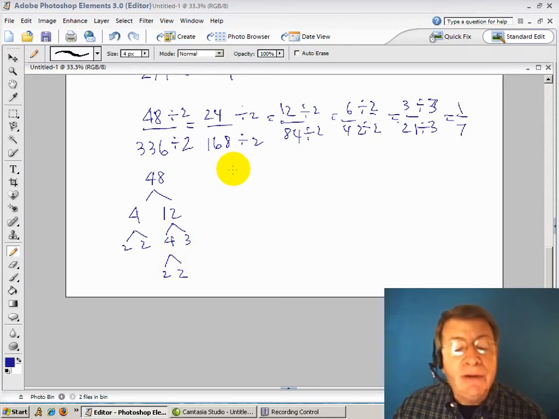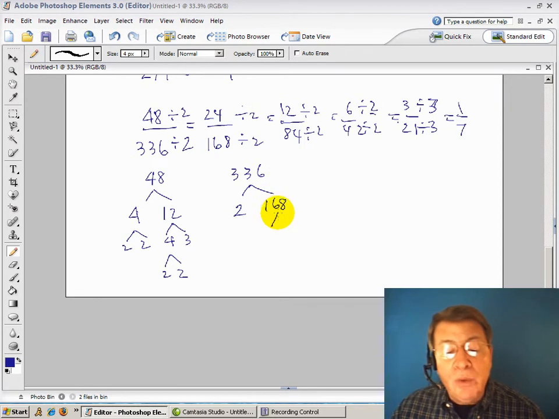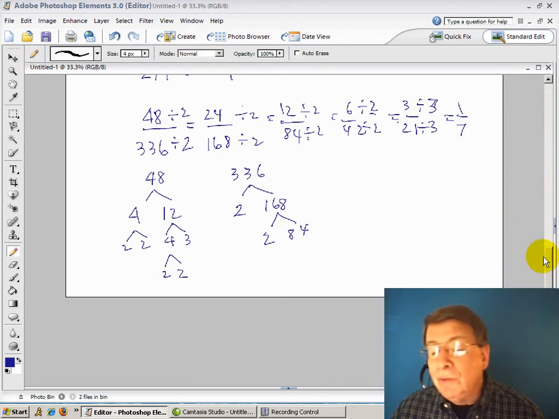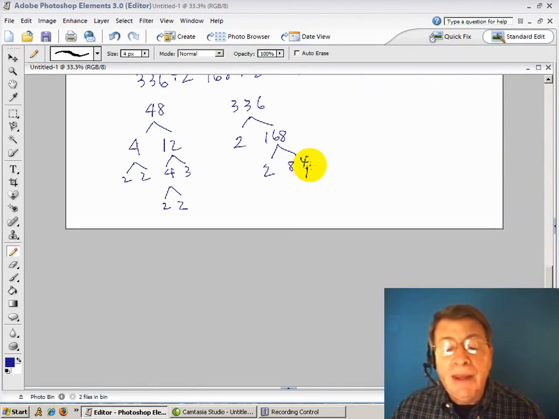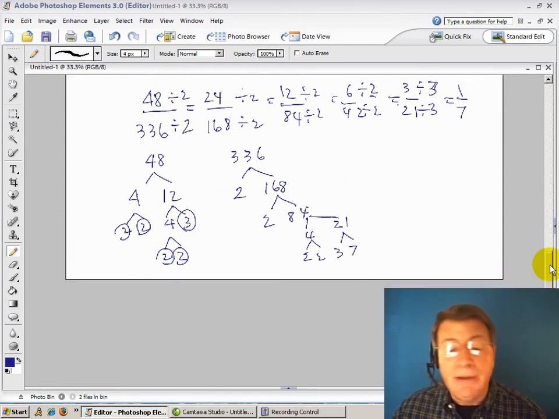Now, in a similar way, I could look at the number 336, and I know that it's an even number, so let me pull the 2 out here. 2 times 168, I'm looking up above and getting that, and 168 is 2 times 84, and 84 is 4 times 21, 4 is 2 times 2, and 21 is 3 times 7. Now, the number 48 has 4 2's and a 3.